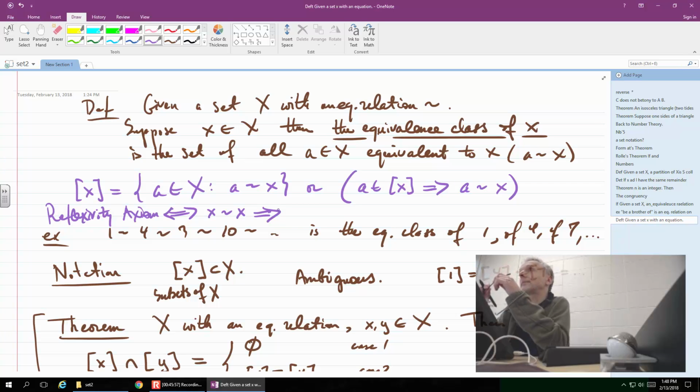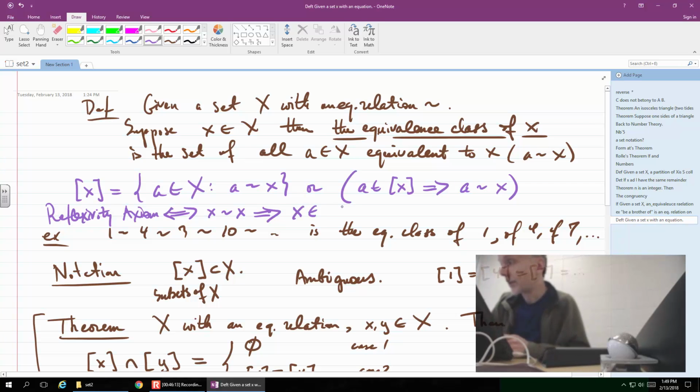So lowercase x contains all elements of big X? No. Well, the answer is it contains x. That's all. X is equivalent to itself, which means that it belongs to its own equivalence class. That's all. There is really nothing else here.